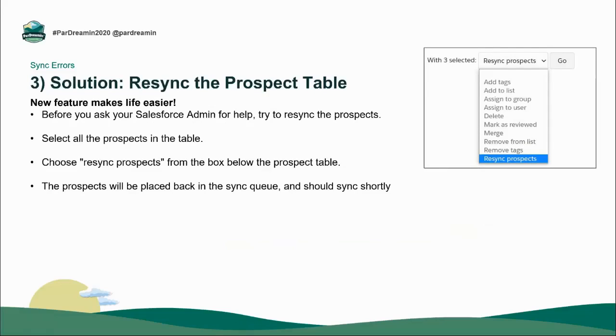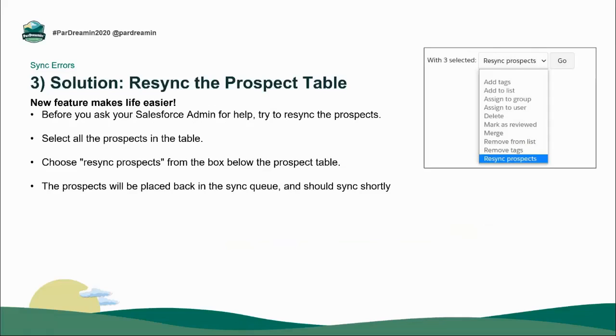So at your prospect table, just select all of them, go down to the bottom and choose this table option called Resync Prospects. Click Go, and you're going to see the prospects be back in the sync queue, and they should sync in a few minutes, and that error will go away. So this is probably the easiest one to solve.